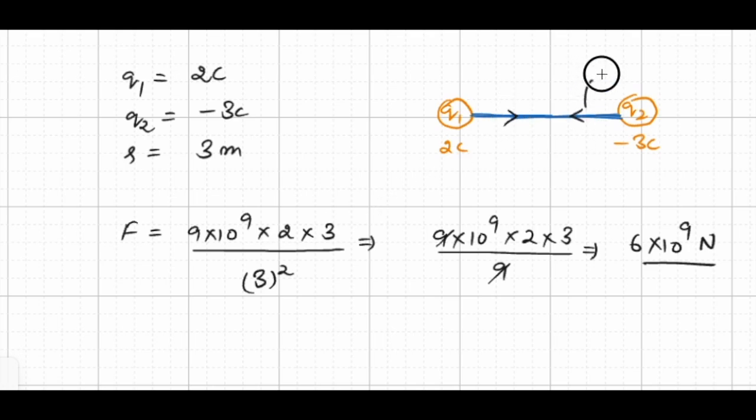And what is the force? This force on charge Q2 is the same in magnitude. This force is also the same in magnitude, but they are in opposite directions. So this is the small recap of Coulomb's law.